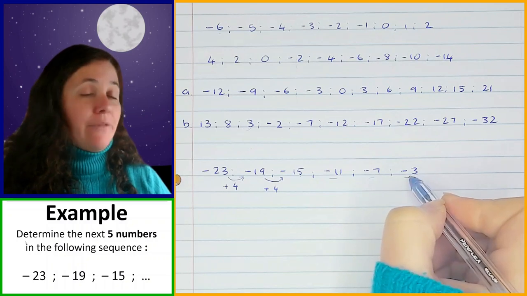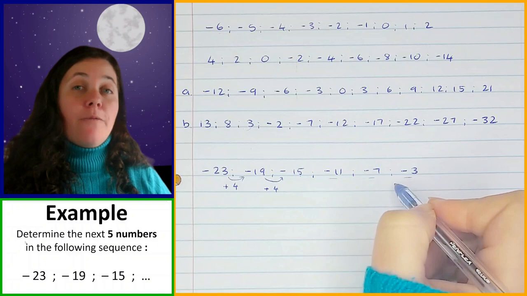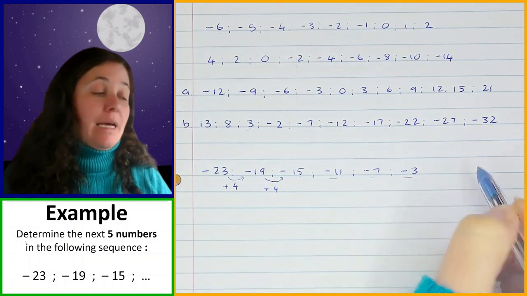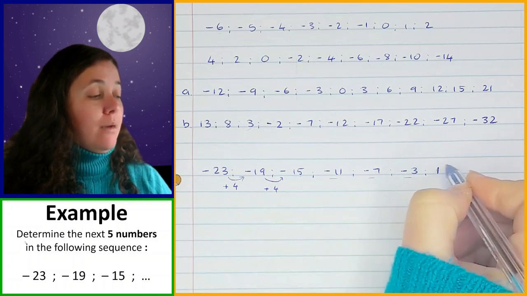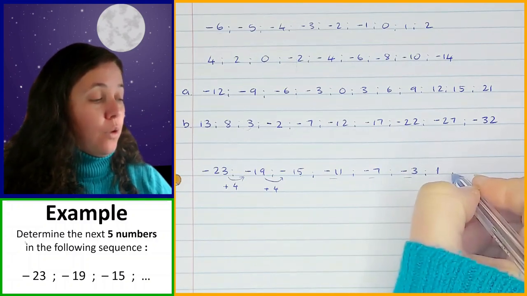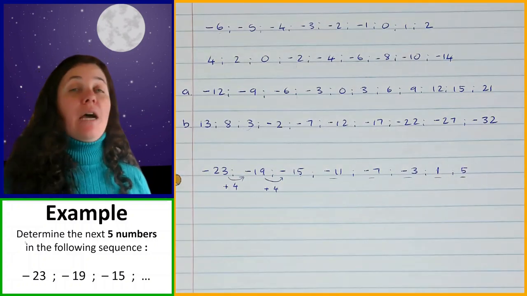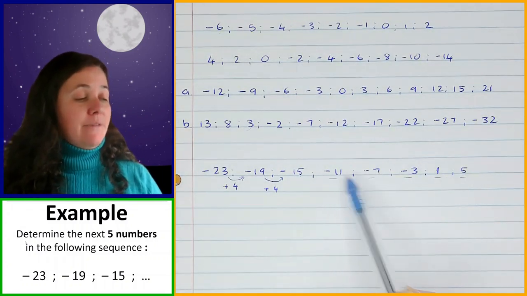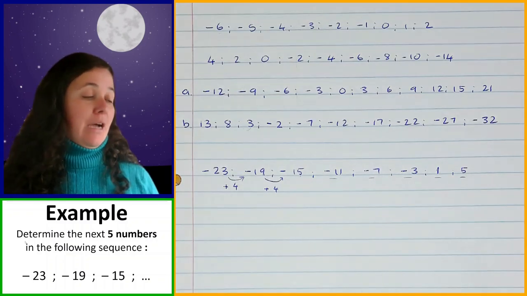Now, from negative 3, if I go up 3, that will get me to 0. But I need to go up 4, so I'm going to go 1 more than that. So that's going to get me to 1. And then I'm going to go up 1 more time, another 4, and that gives me 5. So my next five numbers in the sequence are negative 11, negative 7, negative 3, 1, and 5.